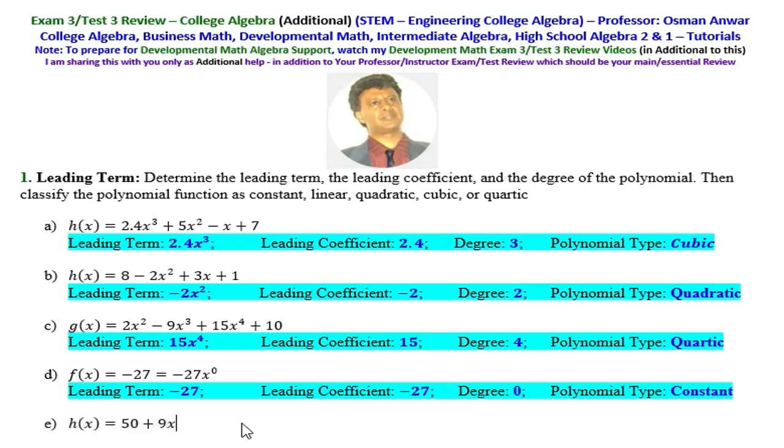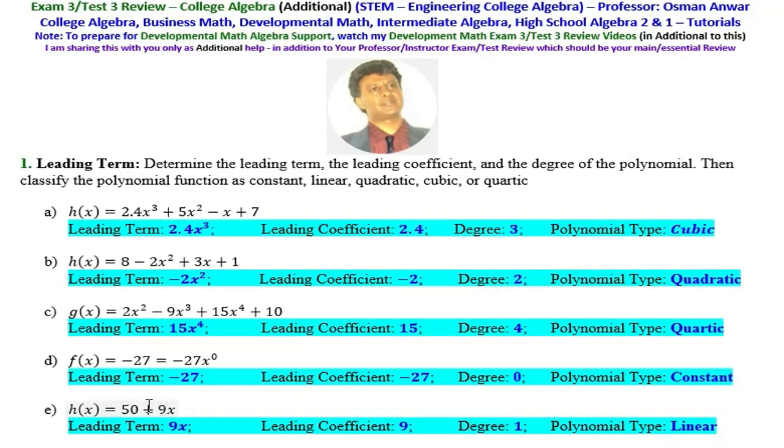E. h of x equals 50 plus 9x. So the highest degree is 1, that means the leading term is 9x, the leading coefficient is 9, then the degree is 1, then this polynomial type is linear.